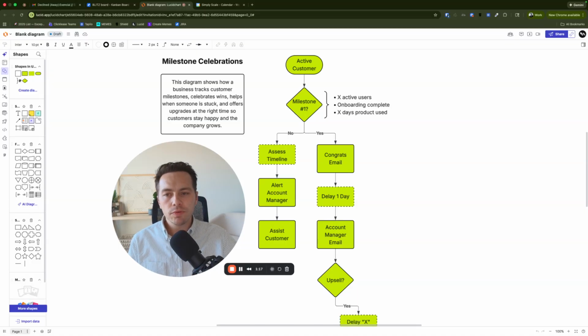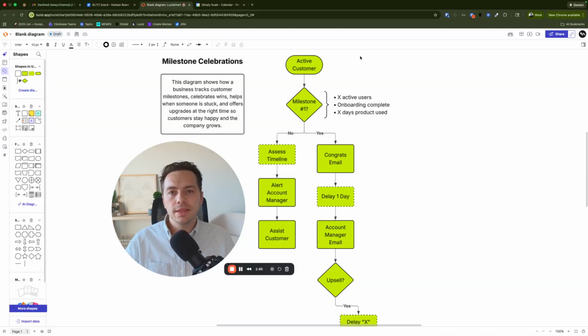So just to read this overview here of what we're going to talk about, this diagram is going to show us how a business tracks customer milestones, celebrates wins, helps when someone is stuck, and offers upgrades at the right time so customers stay happy and the company continues to grow. Okay. All right. So this system up here, number one thing, this is going to be towards our active customers. So somebody that you've already sold, they're using your product or service. These are the people we're now going to pay attention to.